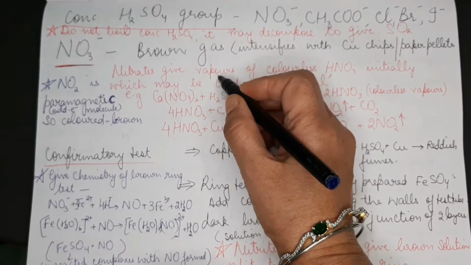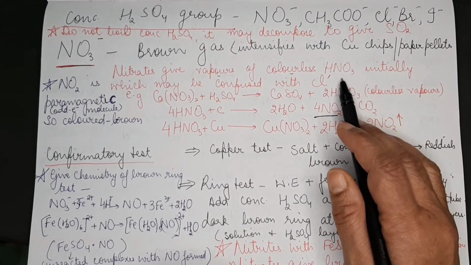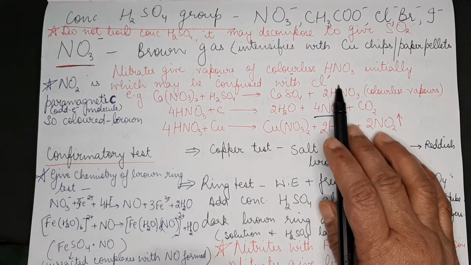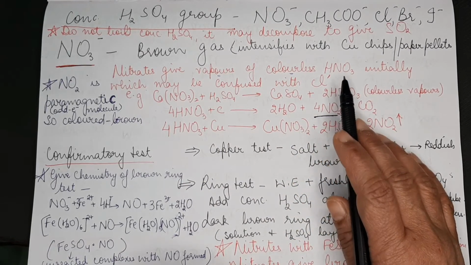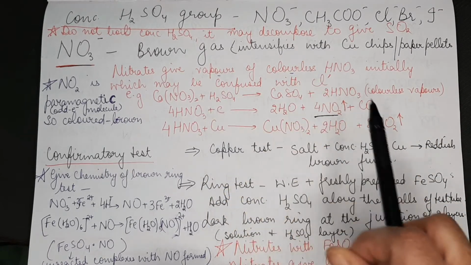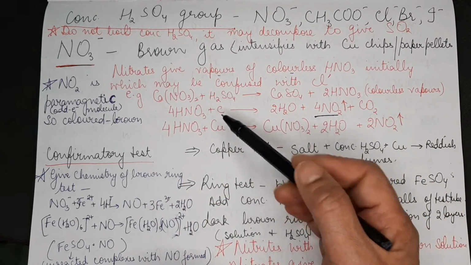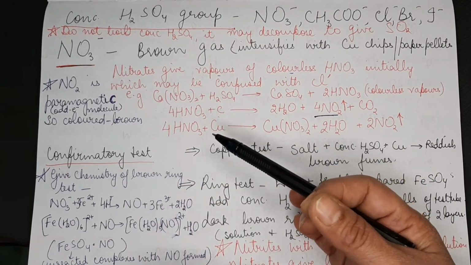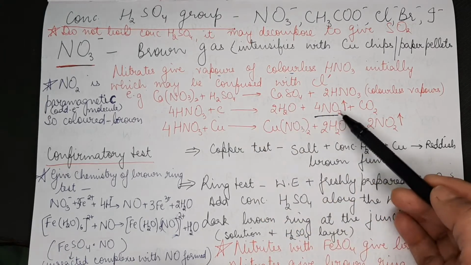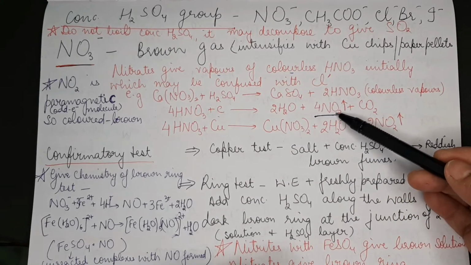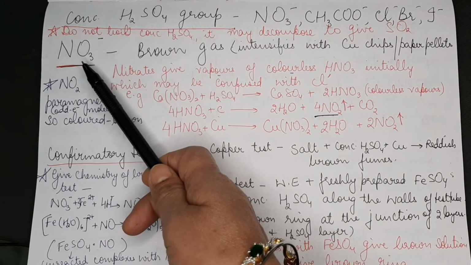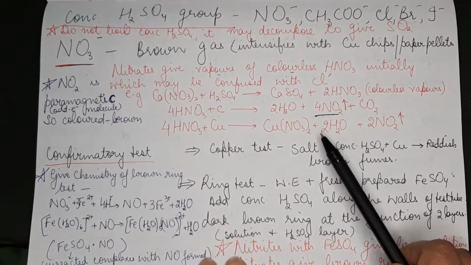Please note this down. You get colorless vapors of nitric acid initially, which you may confuse with chloride ion due to liberation of HCl. So how do we confirm whether it's chloride or nitrate? Immediately when you add a small rolled piece of paper or copper turnings, any of this, there is a quick, very spontaneous evolution of brown colored NO2 indicating it is nitrate ion, right? And NO2 is a brown colored gas.